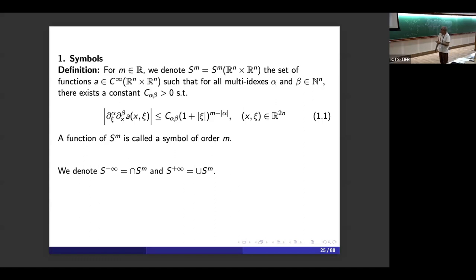I mean, the symbol A has a polynomial behavior with respect to xi, uniformly with respect to xi and x. And this symbol A is not affected by the derivative with respect to x. No problem. For instance, for alpha equal to beta equal to zero, A is just bounded by some function 1 plus |xi| power m. It's a polynomial behavior with respect to xi, but this behavior is uniform with respect to x. It's the most intuitive class. Of course, there are classes which are much more complicated.